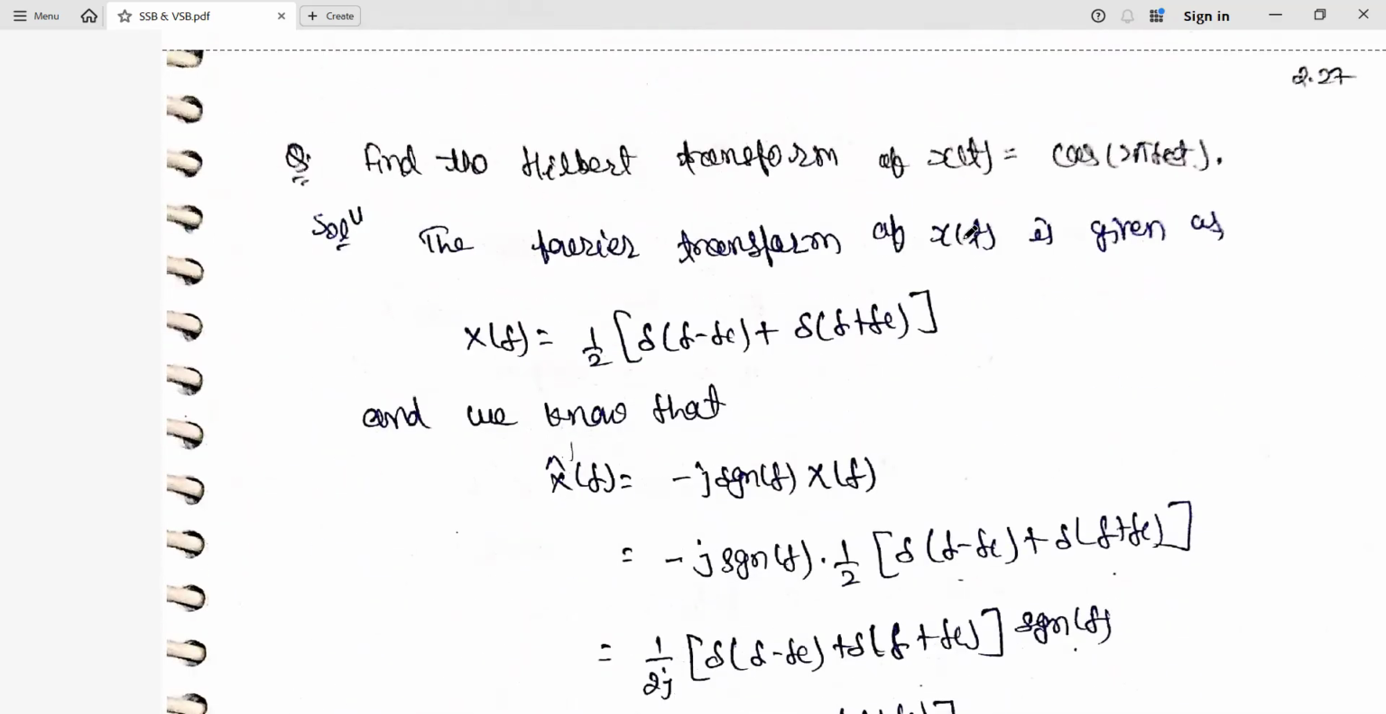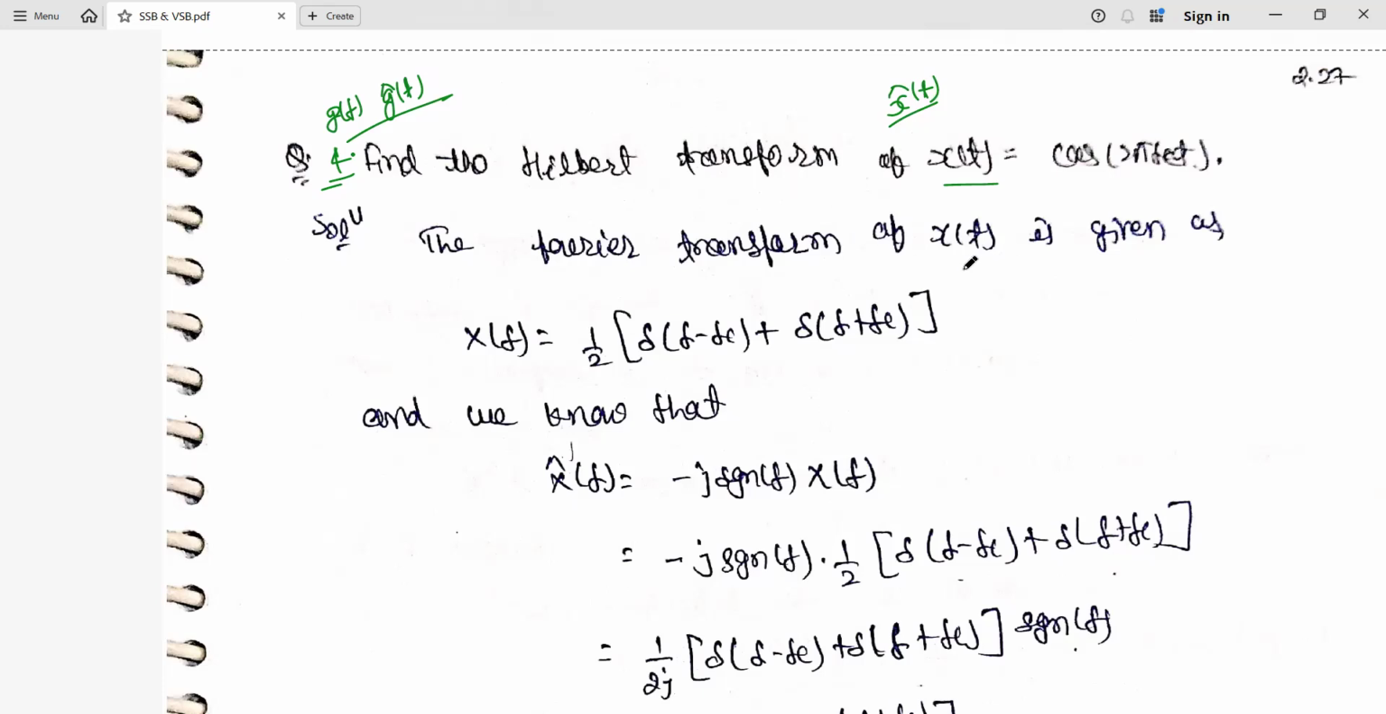Next question is about the Hilbert transform. The Hilbert transform is very important in the case of the SSBSC signal. So they have two signals in a pair. One we call G of t, another is G cap of t, the Hilbert transform pair. So find the Hilbert transform of x of t, where x of t is cos 2 pi ft, which means we have to find x cap of t.